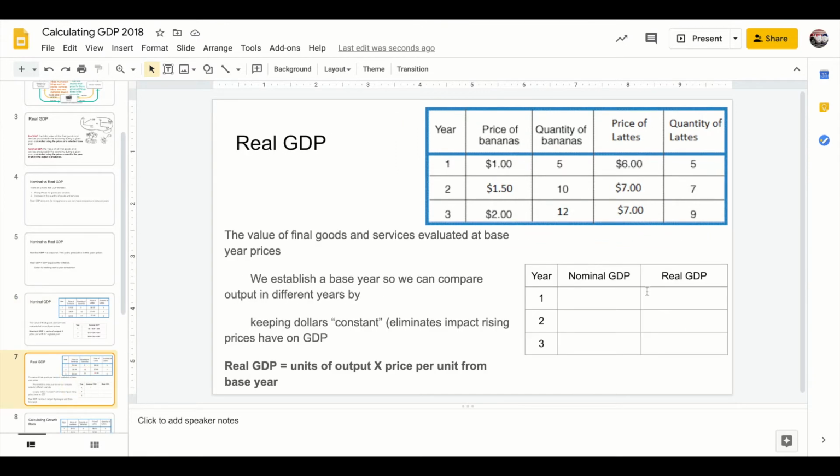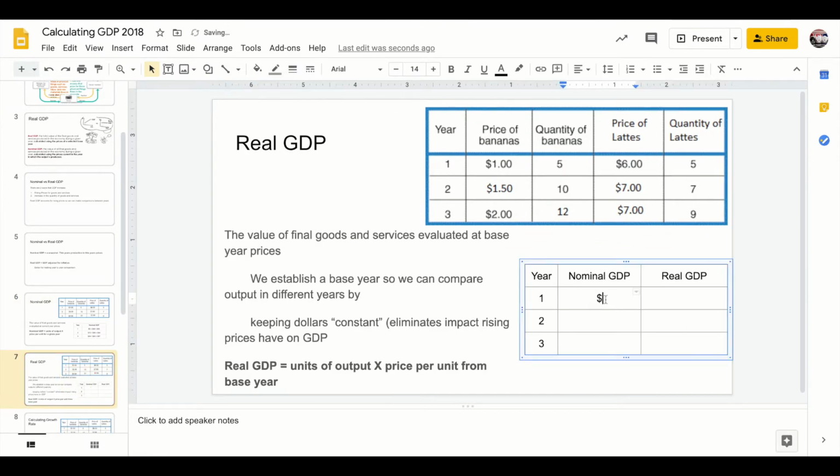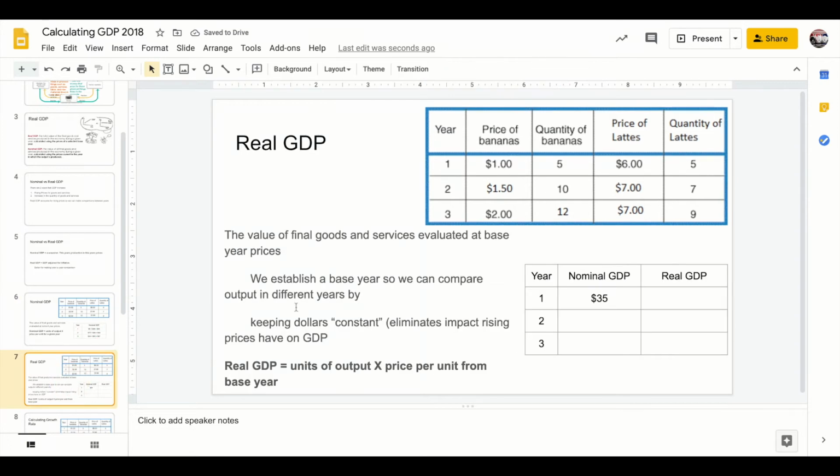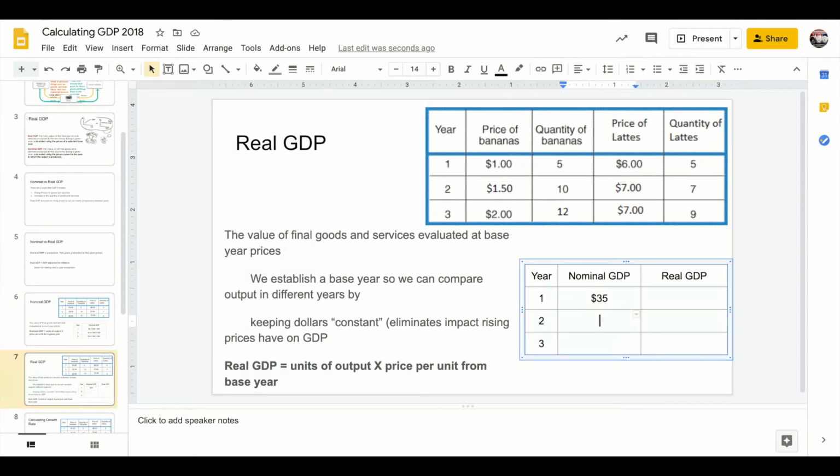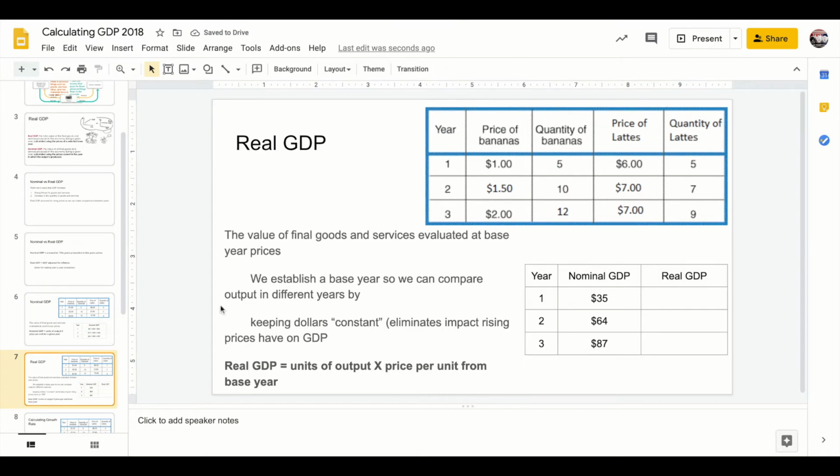I gotta add these 35. Sorry, gotta bring them over here so we don't get mistaken. 35, 64. And then, what was it? 87? Let's make sure I remembered correctly. Yes. Okay. So now there's another way to do this.